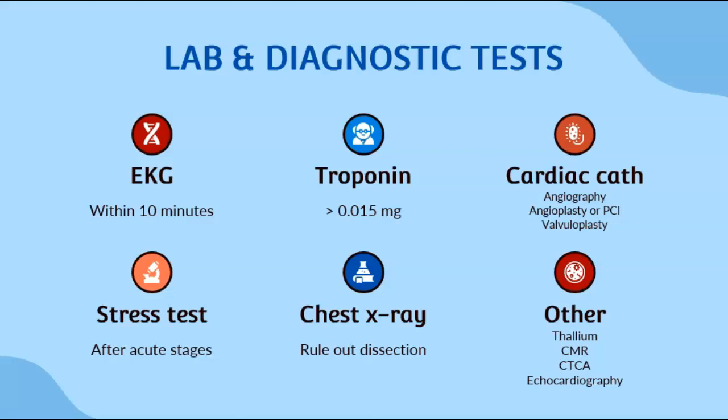If a patient has a negative EKG and negative tropes, but they still have chest pain, they're going to need more extensive diagnostic tests to figure out what's causing that chest pain. They might also get more extensive testing if they are diagnosed with a non-STEMI or STEMI as well.